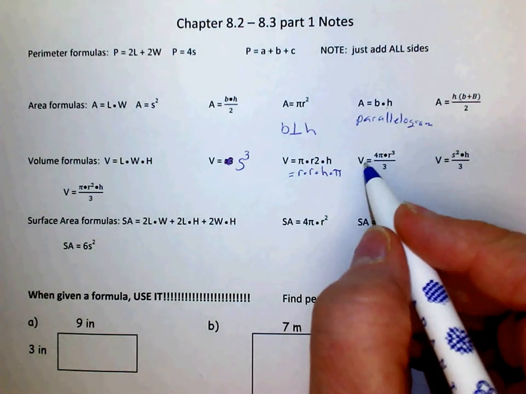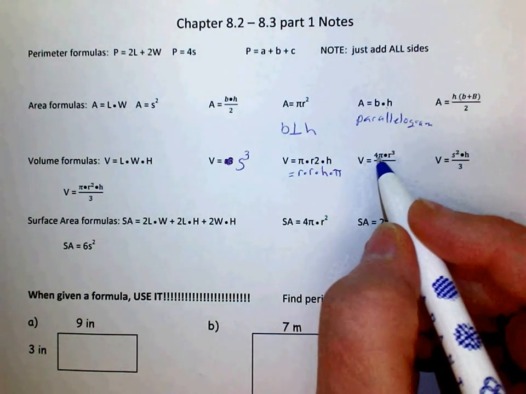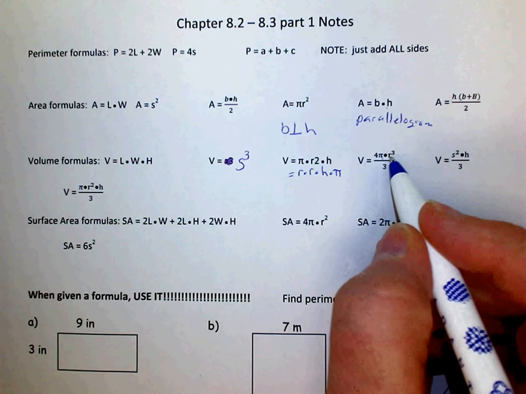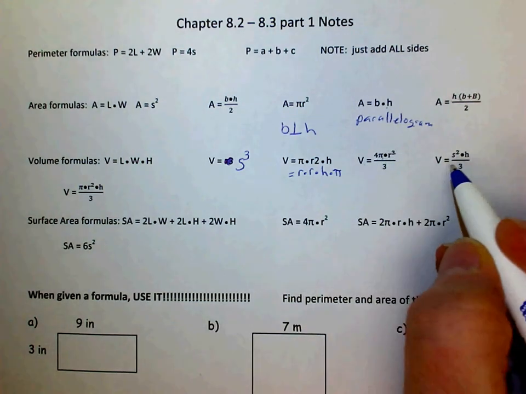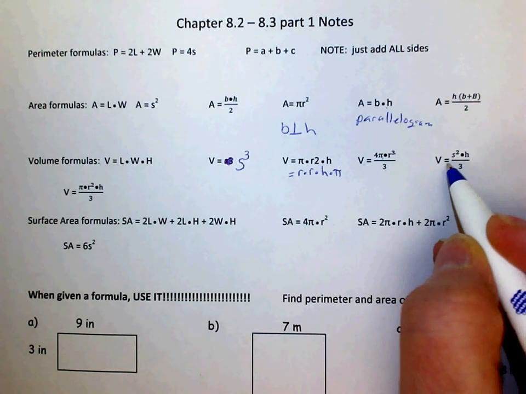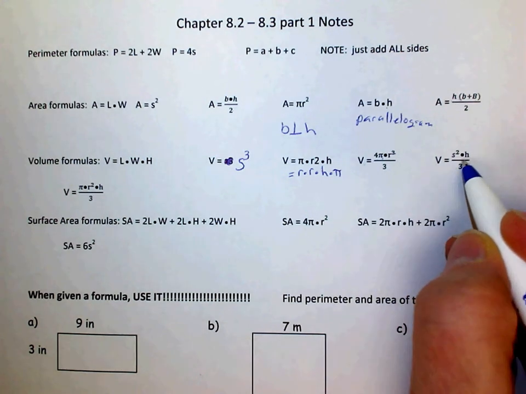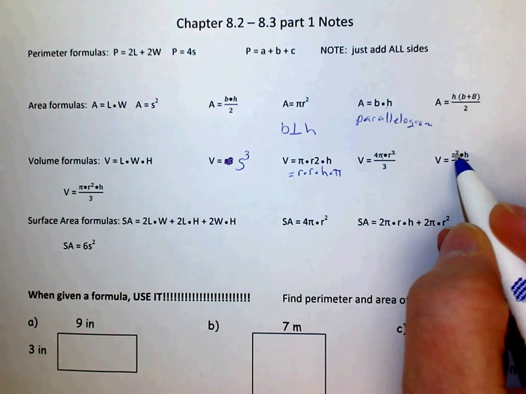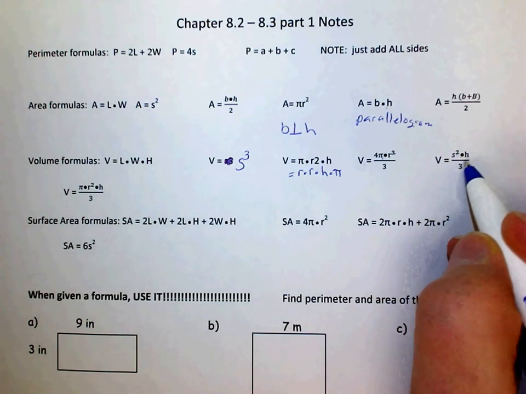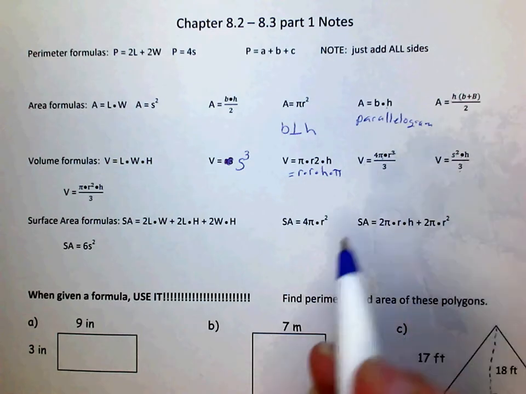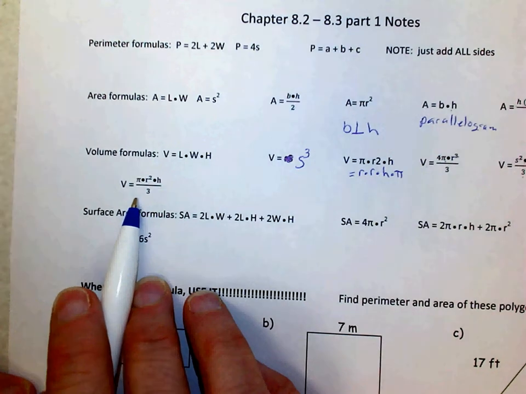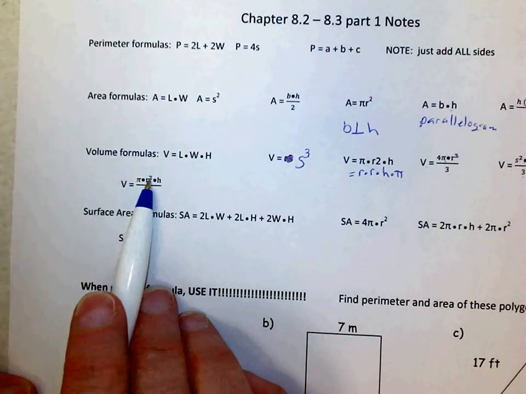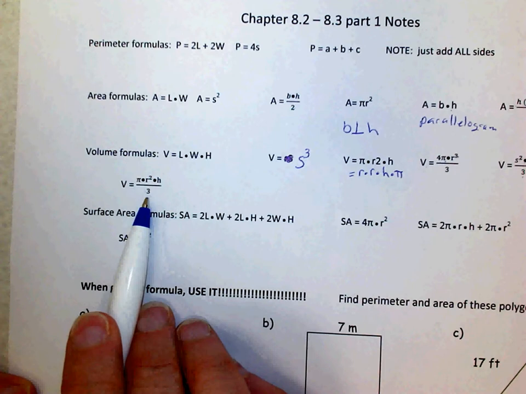Now the volume of a sphere is 4 pi times radius cubed, and then divide that answer by 3. And then for a square pyramid, it's a side squared times your height, and then divide that by 3. Then for a cone, pi times radius squared times height divided by 3.